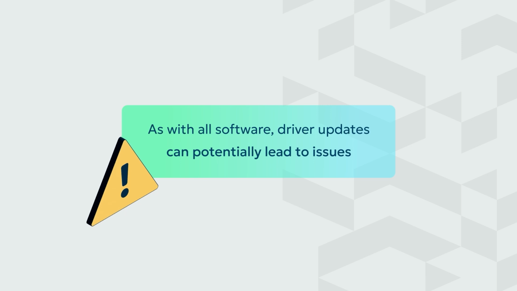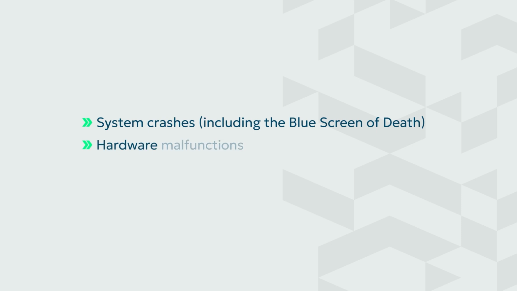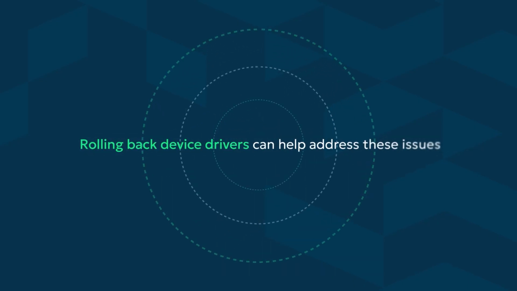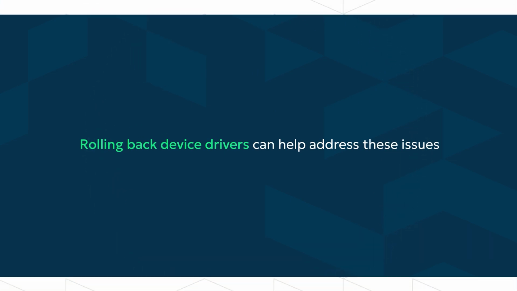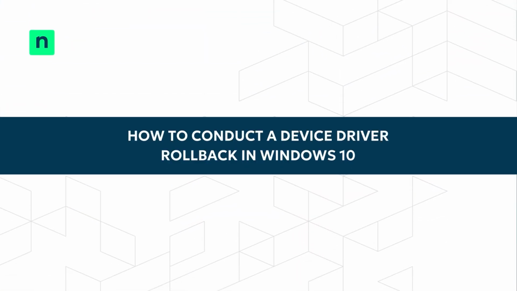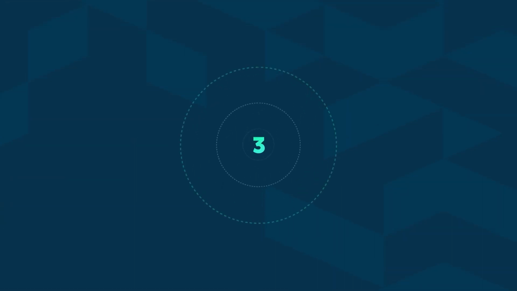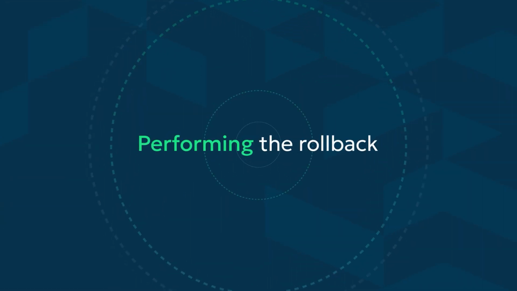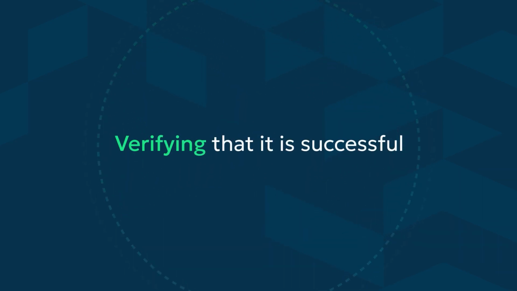The most common issues following a driver update are system crashes, including the blue screen of death, hardware malfunctions, and performance drops. Rolling back device drivers can help address these issues. How to conduct a device driver rollback in Windows 10. The process for rolling back device drivers consists of three parts: accessing Device Manager, performing the rollback, and verifying that it is successful.